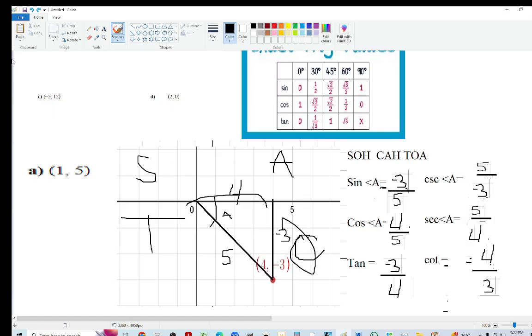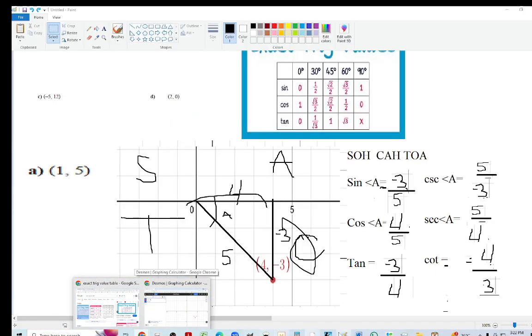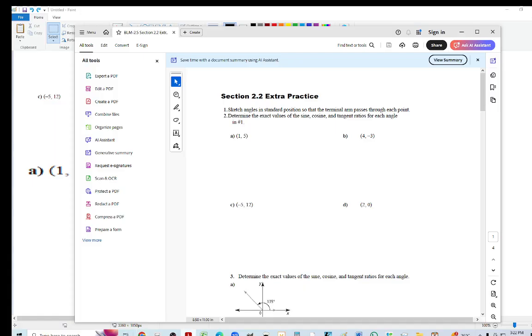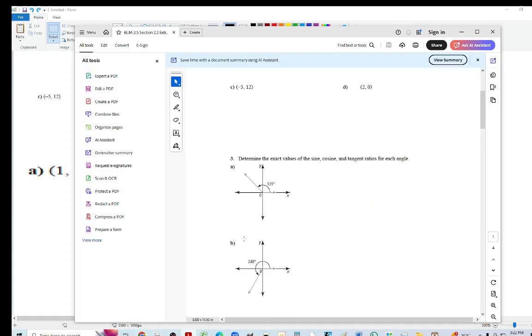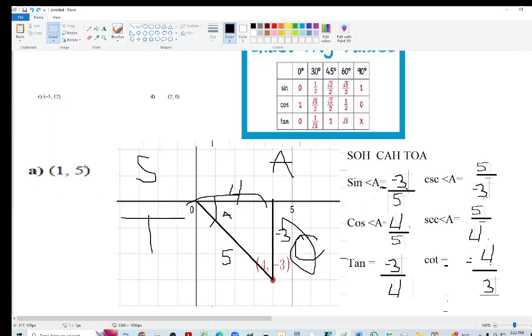I don't think you need me to do the other ones. See how you do. If you can't do it, let me know. And we'll go to the next question. Oh, there it is. Determine the exact value. So here we're going to need our triangle.